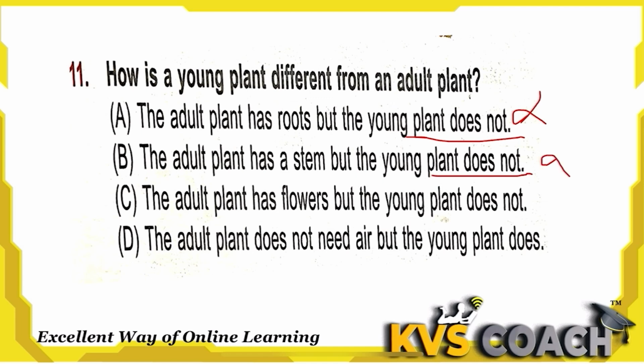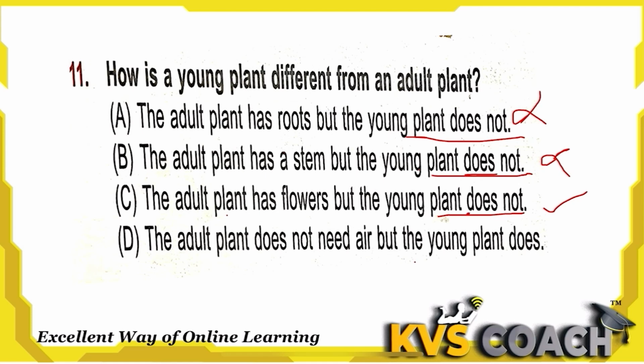If an adult plant has a stem but the young one does not, then how will it grow into an adult? Because only the stem plays a role in transporting water to the other parts of the plant. The third one is the adult plant has flowers but the young plant does not. Yes, this is possible, that an adult plant can have flowers but the young one does not.